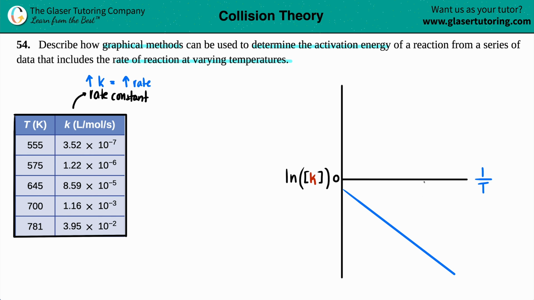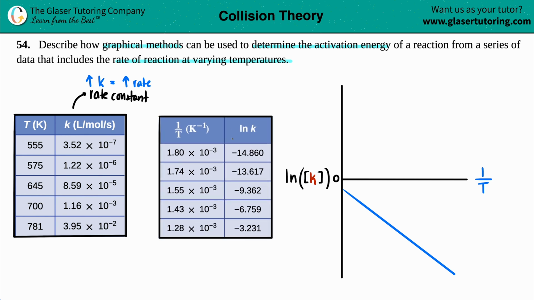So you try it out. For all of your temperatures, take 1 divided by 555. What's that number? 1 divided by 595. 1 divided by 645. And then for your rate constants, you take the natural log of 3.52 times 10 to the negative 7th. Take the natural log, the ln, of 1.22 times 10 to the negative 6th. Now, I'm going to post up the answers. Let's see if yours match mine. Here they are, right here.